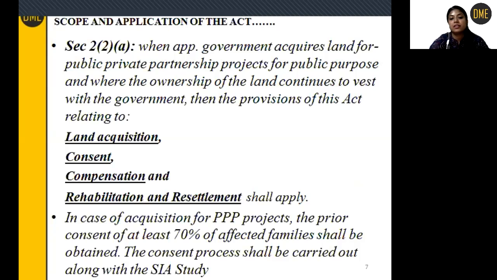So under public-private partnership, the consent of at least 70% of affected families is required. If 70% of affected families give consent to such acquisition of land, then only the state government or central government, as the case may be, can go further to acquire the land.